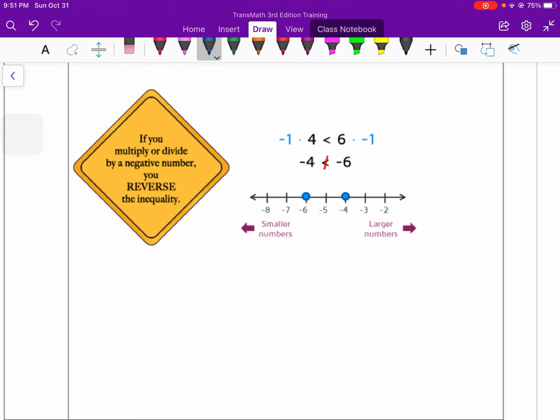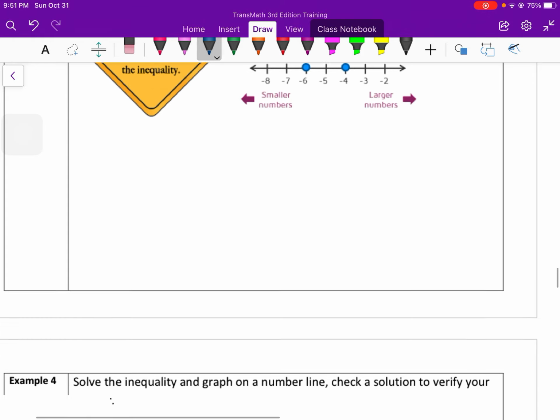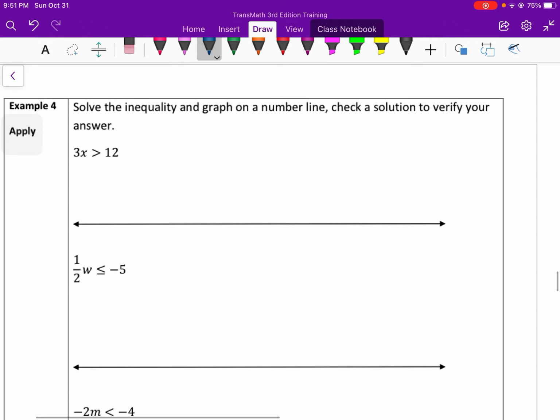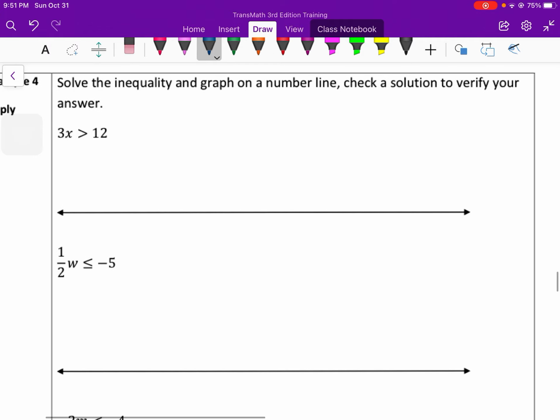So one more time, if you multiply or divide by a negative, you must reverse the sign. Remember, for adding or subtracting, we did not have to reverse the sign, but if we multiply by or divide by a negative, we do. So let's apply what we've learned now to solving with inequalities.